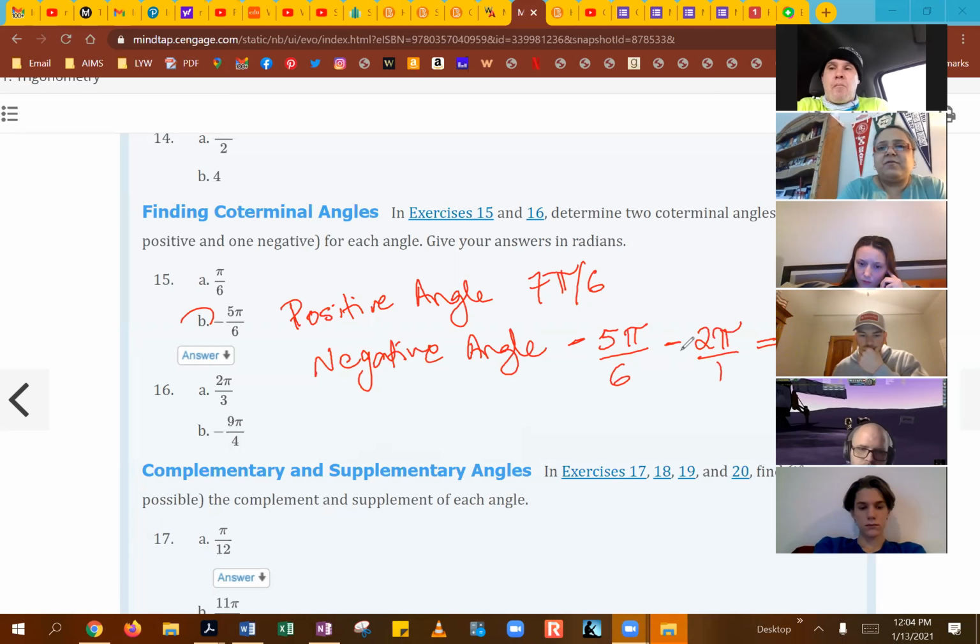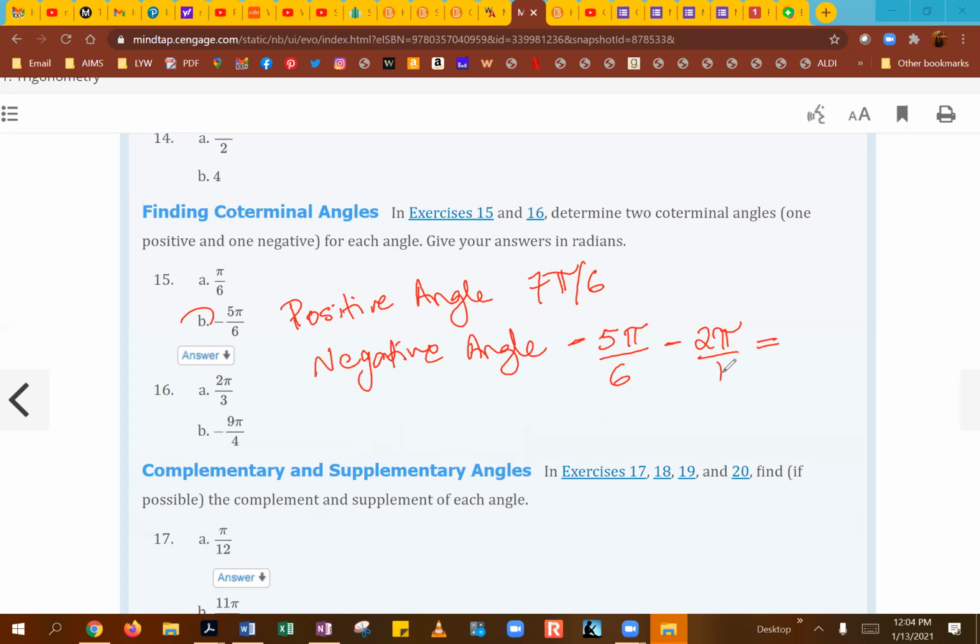Abdulaziz, negative 17 pi over 6. Okay, so let's take a look at that. Since your denominator is 6 and 1, we can multiply this second fraction by 6. The first one will stay the same, so negative 5 pi over 6 stays the same. And then this one becomes 6 times 2, which is 12, so 12 pi over 6. Now that you have a common denominator, you just add the numbers in the numerator. So negative 5 and minus 12 will become negative 17 pi.